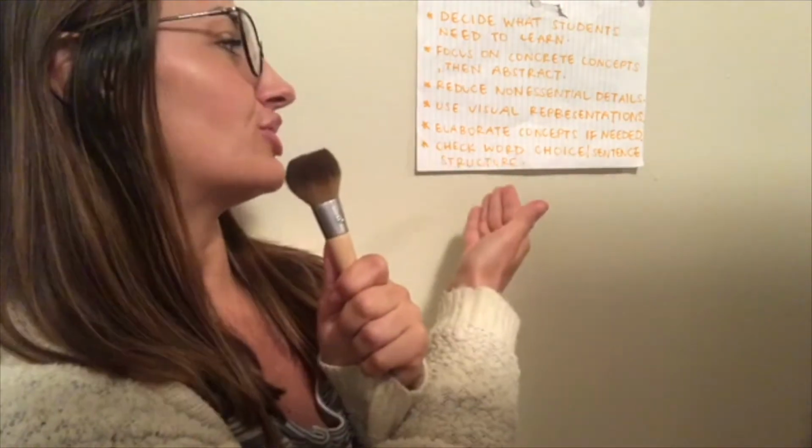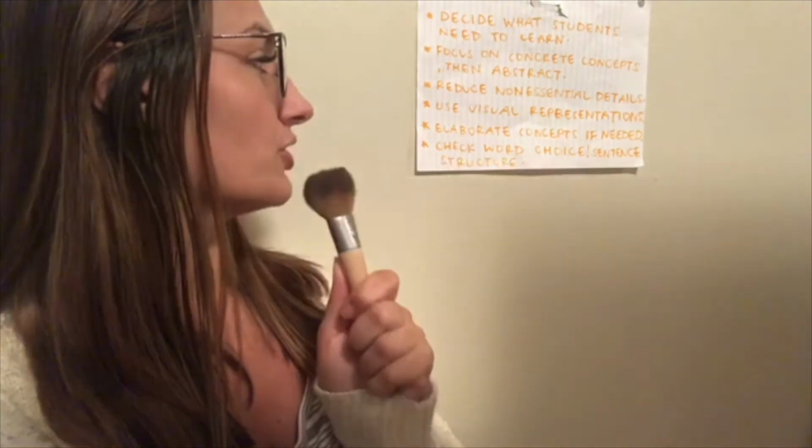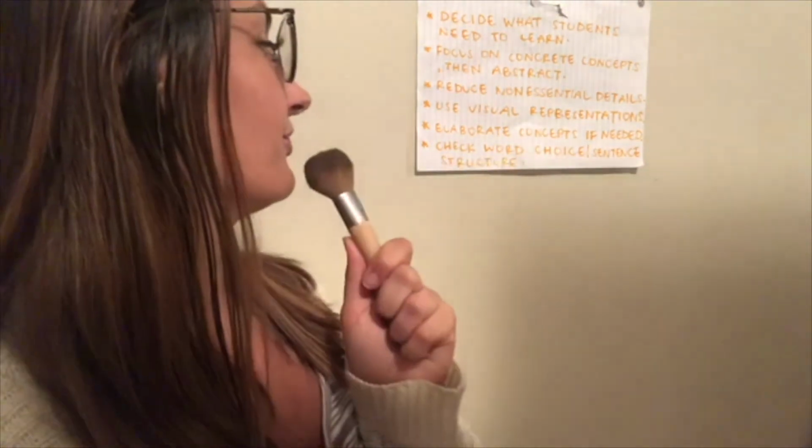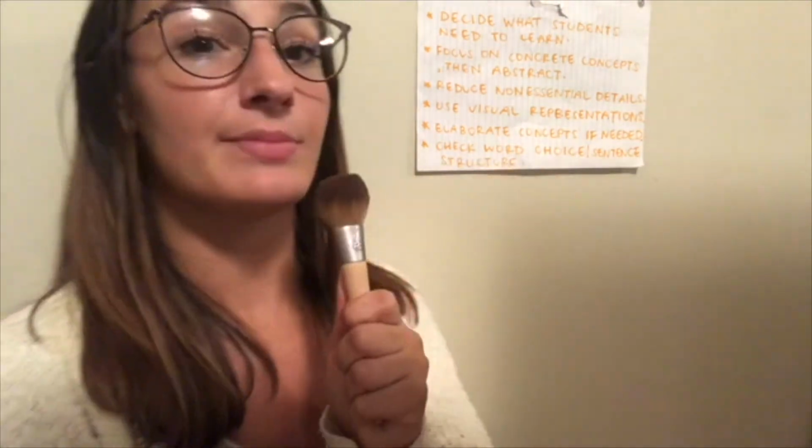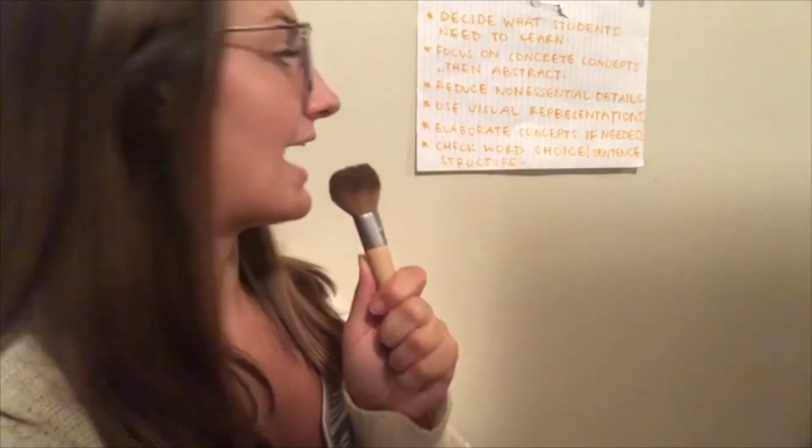We also need to reduce non-essential details found in the text. It is also important to use visual representations for those visual learners as well. We can also elaborate concepts only if needed. And lastly, we can check word choice and sentence structure.